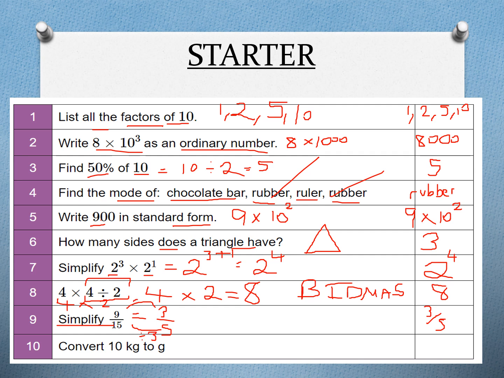Because 3 is what I call the highest common factor. So the highest number that goes into both 9 and 15 cleanly without a remainder is 3. So divide top and bottom by 3 and I get 3/5.